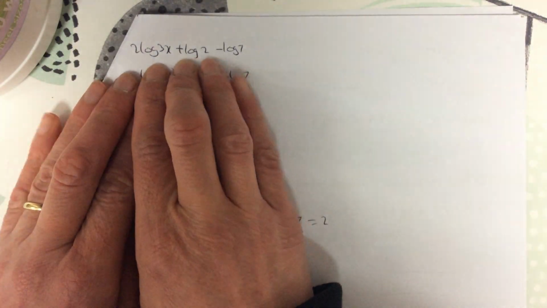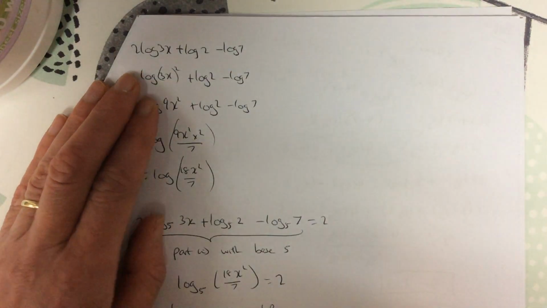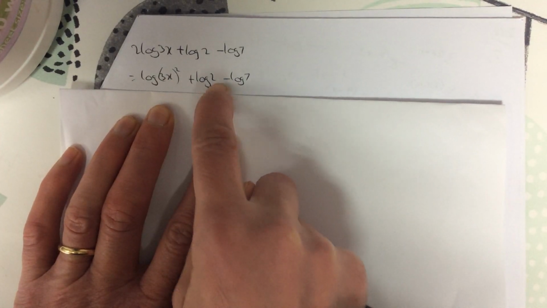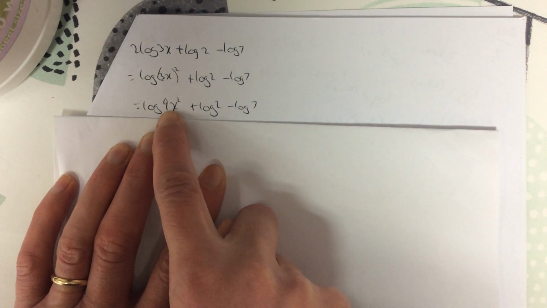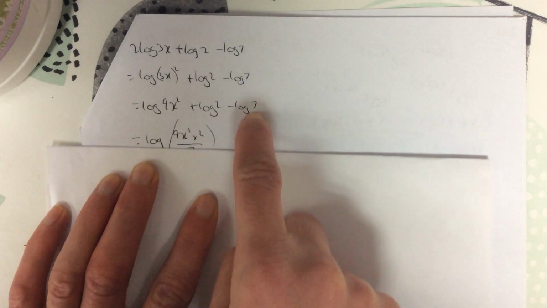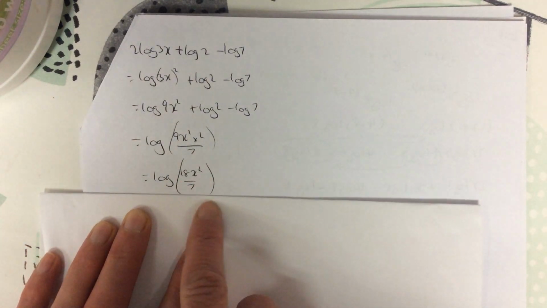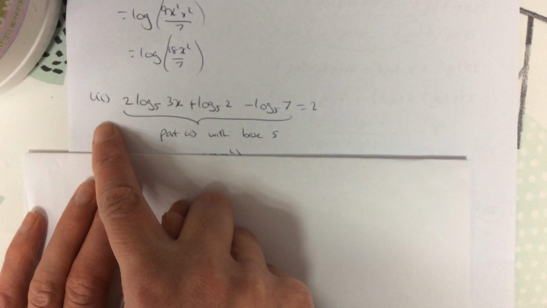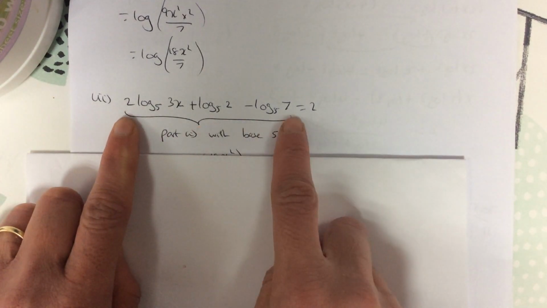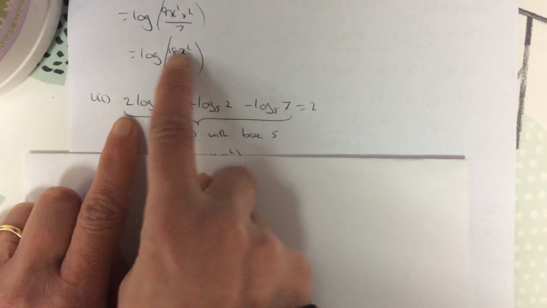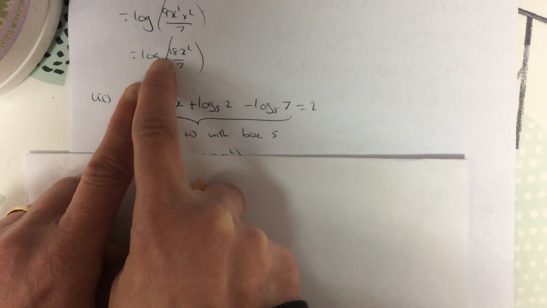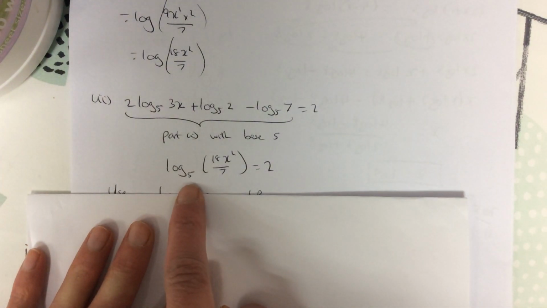Okay, this one is just playing on your log rules. So bring your 2 up, it's a power, so that's going to be 9x squared, plus that log means you can times it. So that'll become 9x squared times 2 divided by 7, which gives you 18x squared over 7. Now, whenever they use the word hence, you're using your previous answer. So if you look at this, it's exactly the same as what you've just done, only you've got a wee base 5. So just take your previous answer and just put a wee base 5 in there. So give a look.